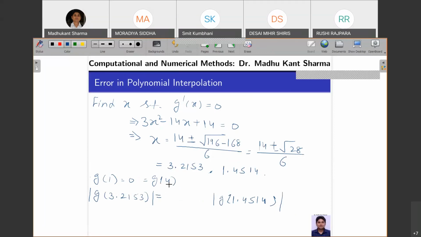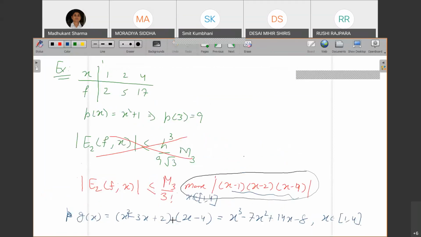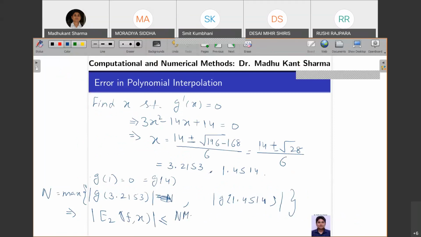Let's say the value is denoted by capital N. I will just denote this capital N as the maximum of this, comma this. Then the error bound is mod of E2. The error bound in quadratic interpolation is given by less than or equal to M3 by 3 factorial times N.